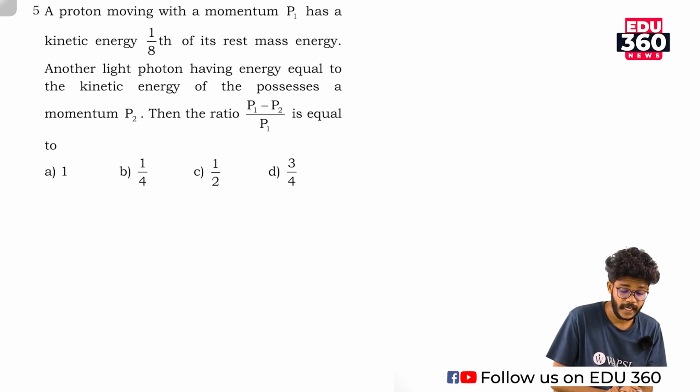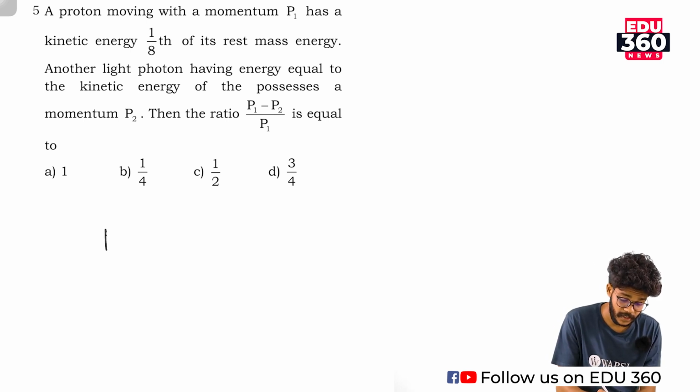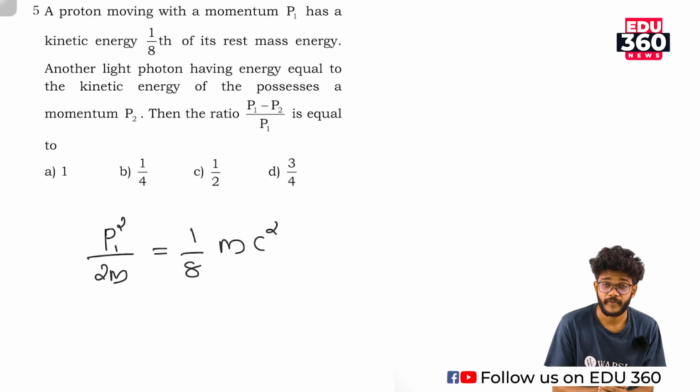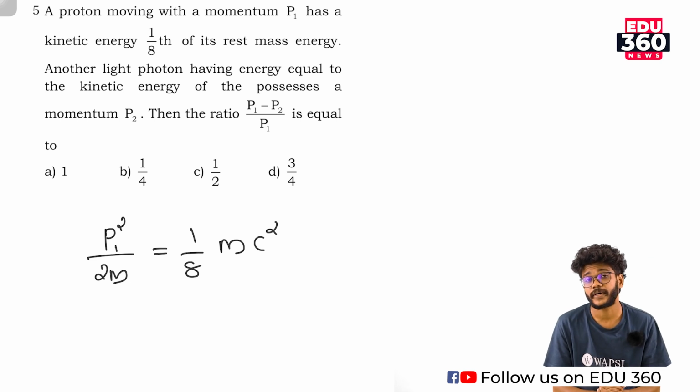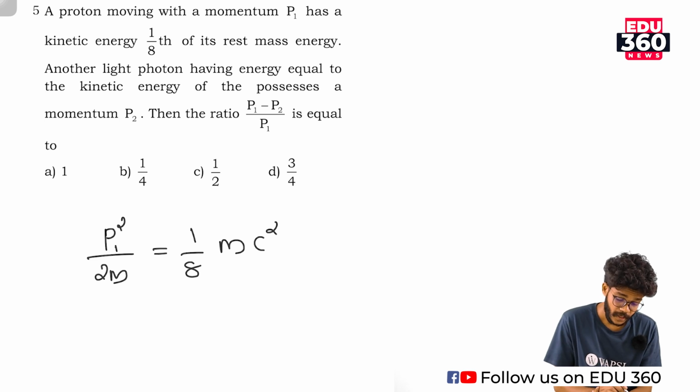The kinetic energy is 1/8 of its rest mass energy. That means the kinetic energy, p1 square by 2m, is equal to 1/8 of mc square. mc square is the equation for the energy of rest mass, where m is the rest mass. So m into m is m square, and 2m square by 8 is m square c square by 4.